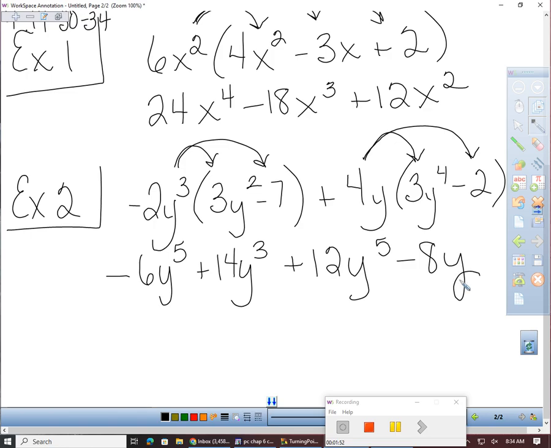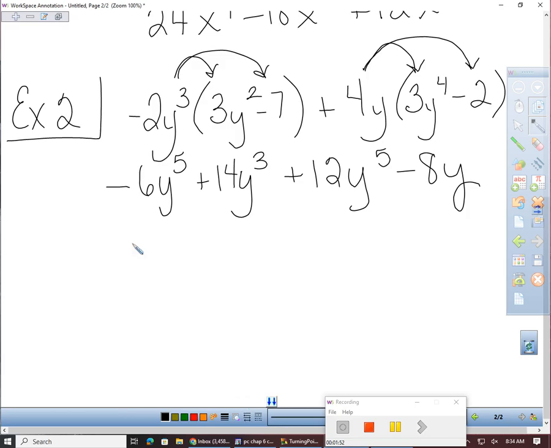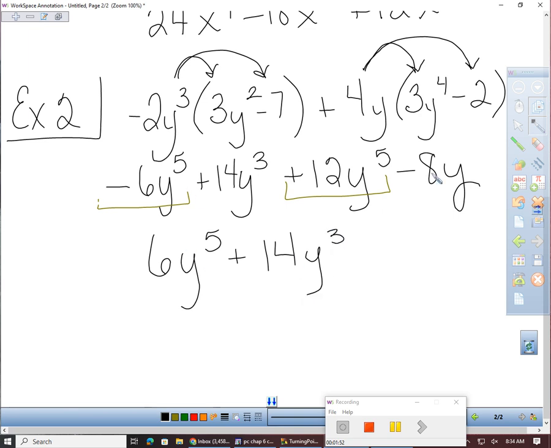Now, we got to check and see if we're in standard form. Our exponents go 5, 3, 5. Uh-oh. We got to collect like terms. So we're going to start with our highest exponent. I have this negative 6y to the fifth, and I have 12y to the fifth. Means I have? Perfect. 6y to the fifth. My next one is going to be positive 14y to the third. I don't have any y squareds, but I do have a minus 8y.